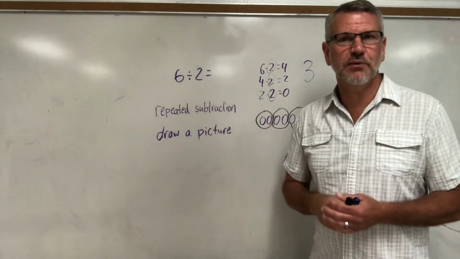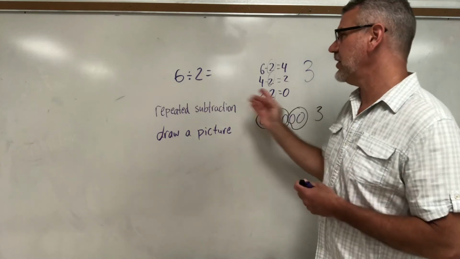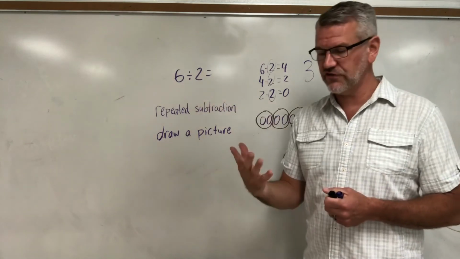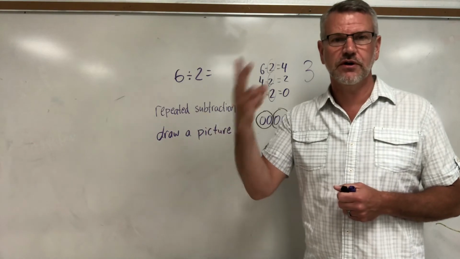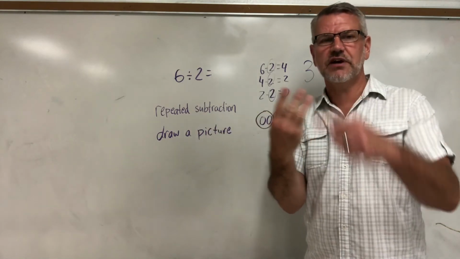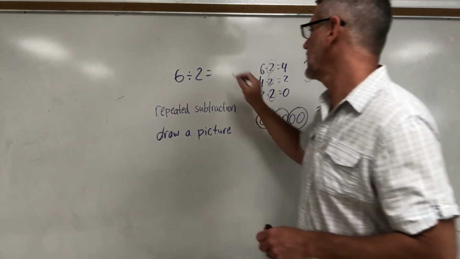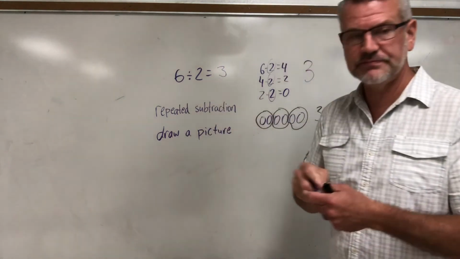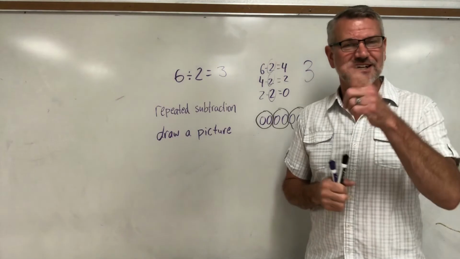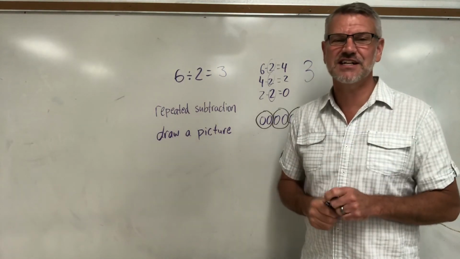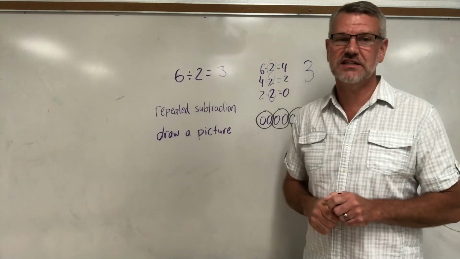Skip counting doesn't really work unless you want to count up to 6. And you could use your fingers and say, all right, 2, 4, 6. There were 3 2's in that. So the answer would be 3. That's a little review on multiplication, which is just fancy addition, and division, fancy subtraction.